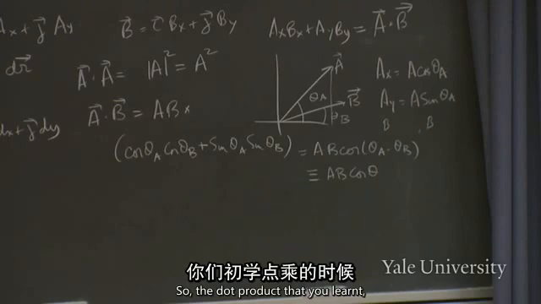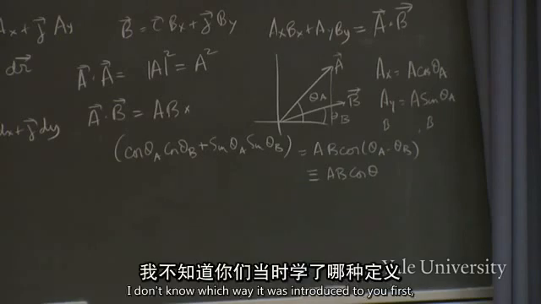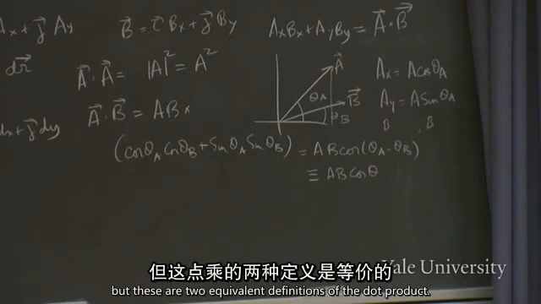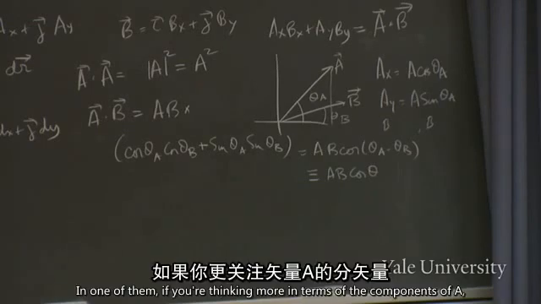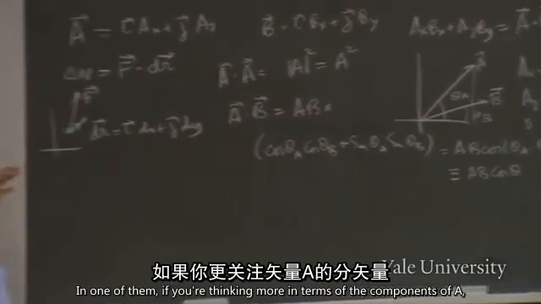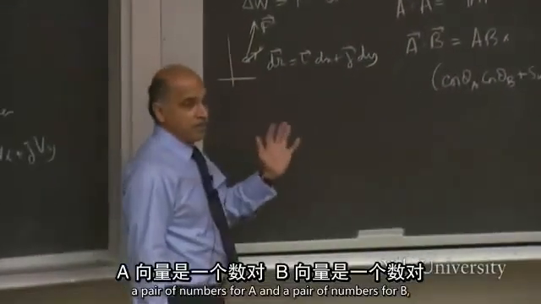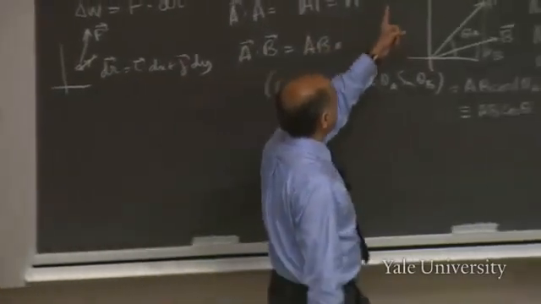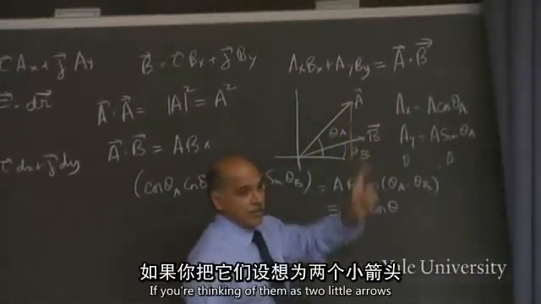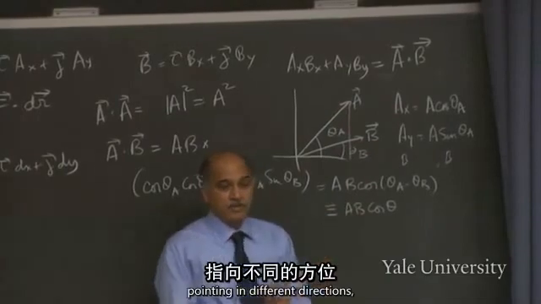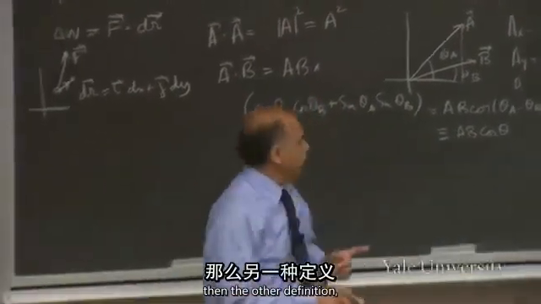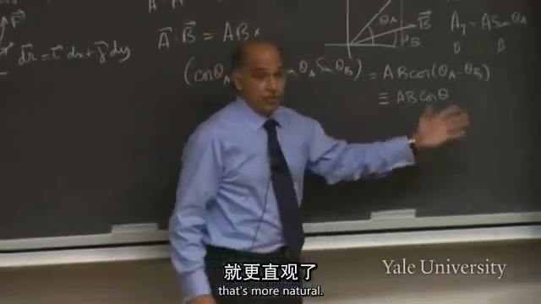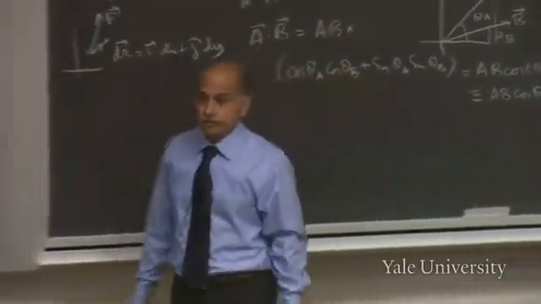So the dot product that you learned, I don't know which way it was introduced to you first, but these are two equivalent definitions of the dot product. In one of them, if you're thinking more in terms of the components of A, a pair of numbers for A and a pair of numbers for B, this definition of the dot product is very nice. If you're thinking of them as two little arrows pointing in different directions, then the other definition, in which the lengths and the angle between them appears, is more natural, but numerically they're equal.